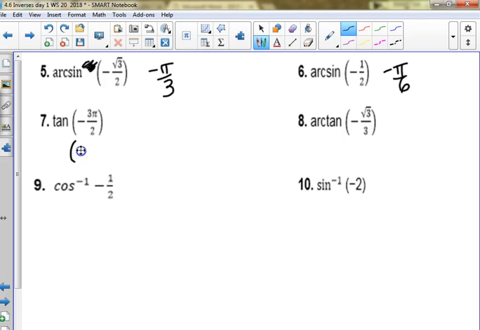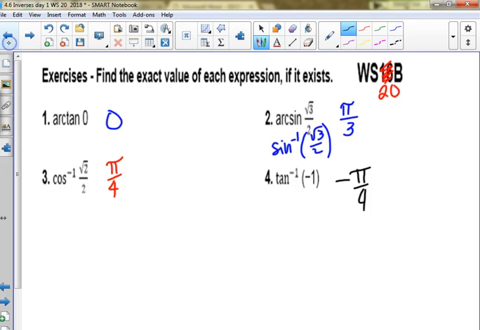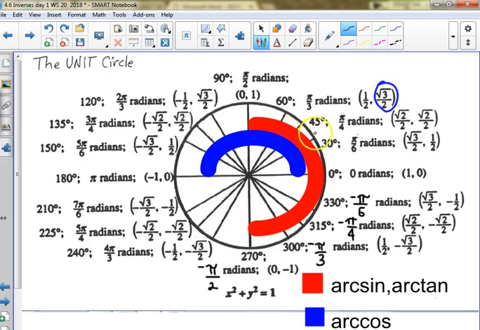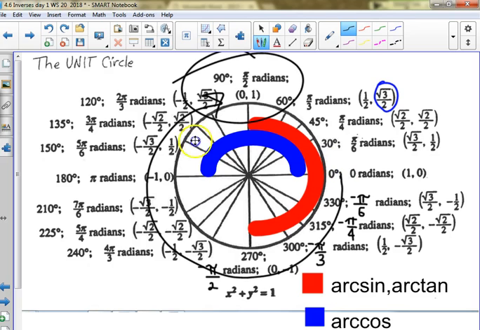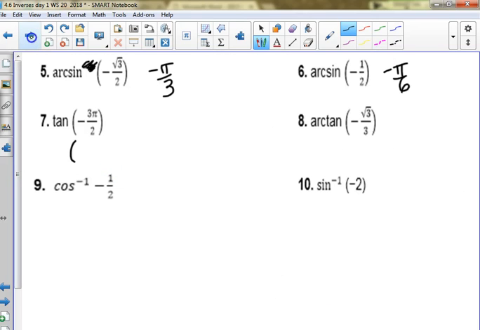Joshua, where is negative 3 pi over 2? Three pi over 2 is down to here. Negative 3 pi over 2 means I went around to here. So this is where I am. I'm not doing anything weird. I'm just there. So I'm at the ordered pair 0, 1. What is the tangent at that spot?